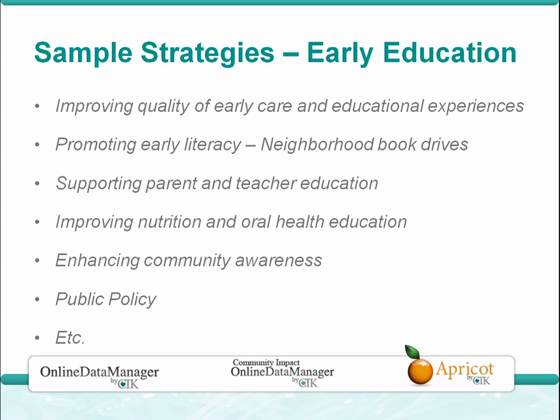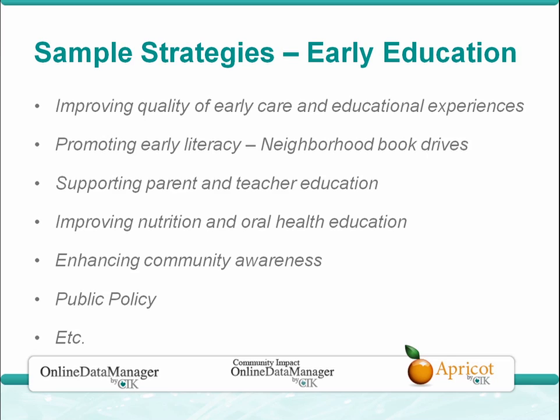And some samples of strategies around early education are, if we wanted to, again, make sure that more kids came to school ready to learn and succeed, we know it will take improving the quality of early care and educational experiences, promoting early literacy, neighborhood book drives, supporting parent and teacher education, improving nutrition and oral health education, enhancing community awareness, public policy, etc. So again, this is a sample of all of the strategies that need to come together if we are going to effectively impact the community indicator or the community goal that we've set for ourselves in a community.